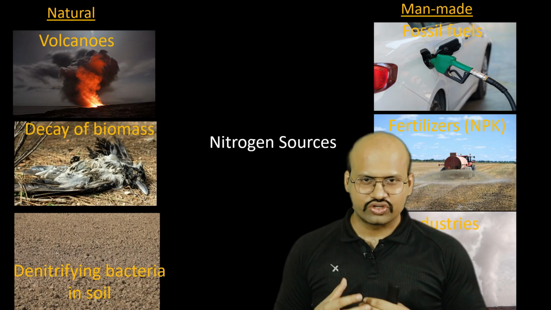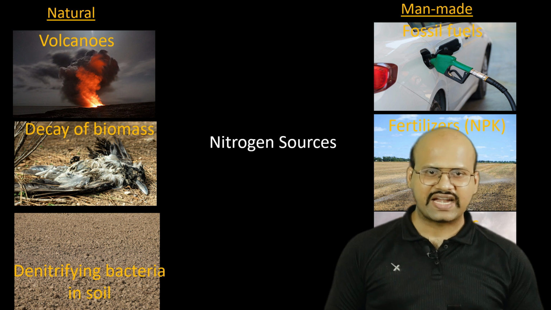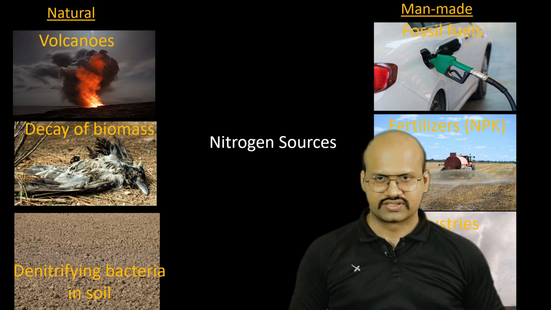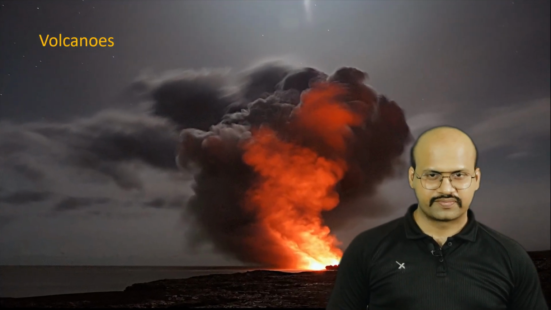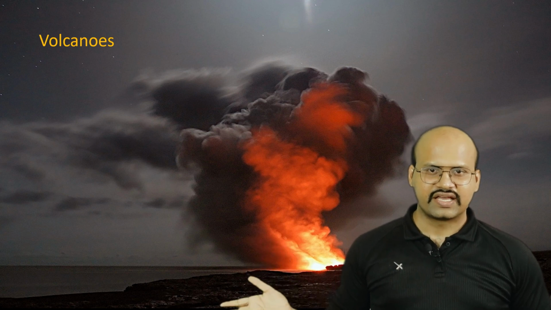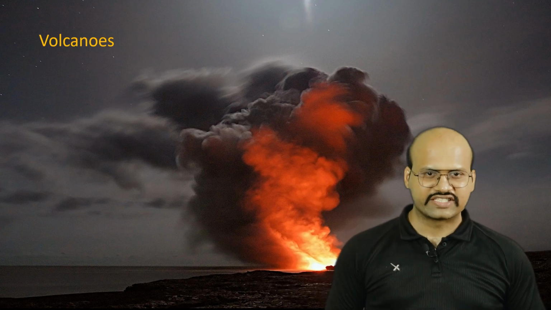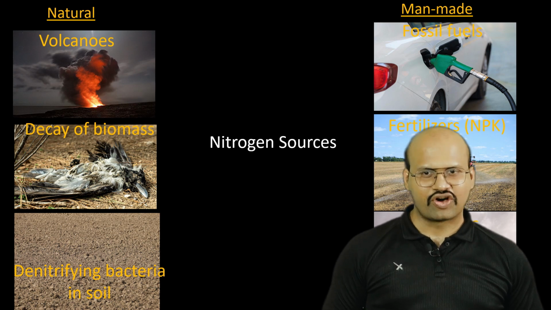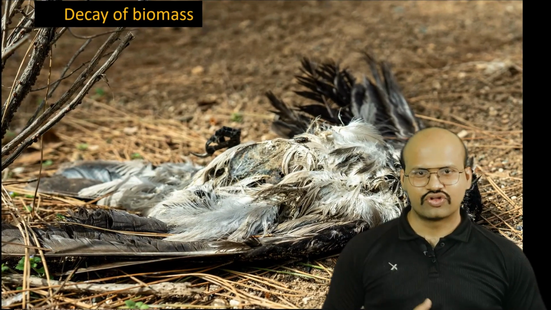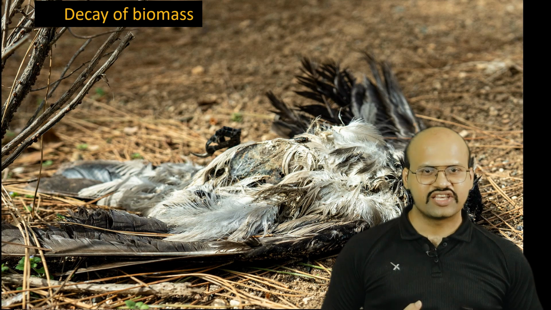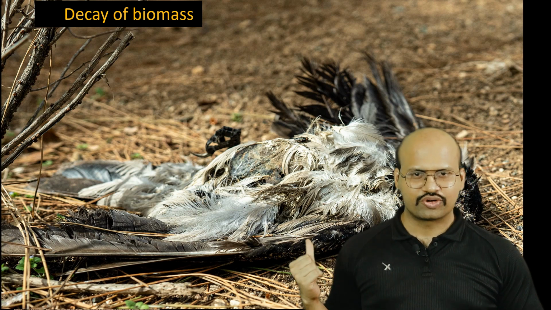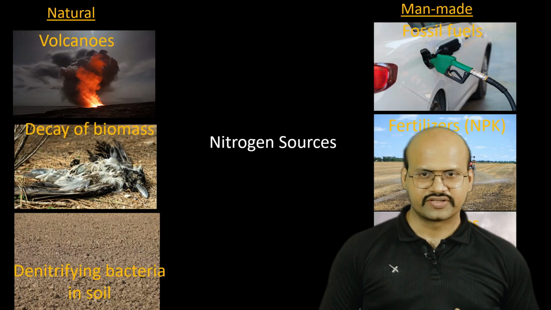Here we will see the sources of nitrogen, that is those factors which add nitrogen to our atmosphere. These are the natural sources and these are the man-made sources. The first important source is volcanoes. When the volcanoes emit, they give out a lot of smoke and other particles. So this smoke contains small fractions of nitrogen. Similarly, when any living organism dies, the biomass of those living organisms is decomposed, and in this decomposition process nitrogen as well as other elements is released to the atmosphere. So this process also adds nitrogen to the atmosphere.